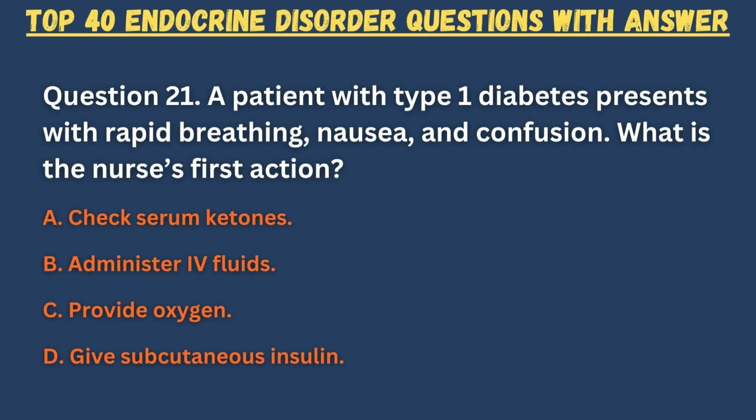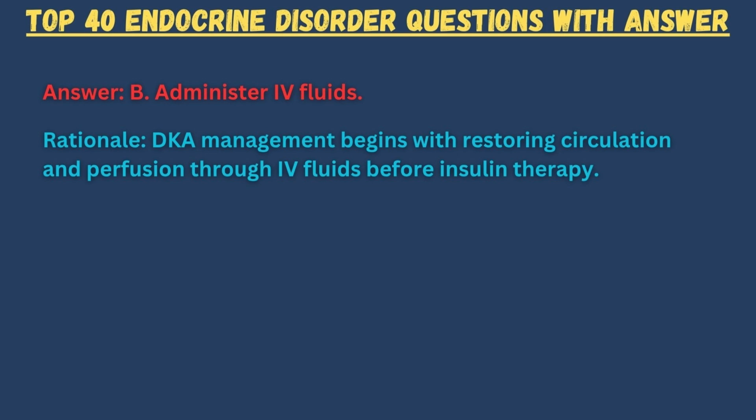Question 21. A patient with type 1 diabetes presents with rapid breathing, nausea, and confusion. What is the nurse's first action? A. Check serum ketones. B. Administer IV fluids. C. Provide oxygen. D. Give subcutaneous insulin. Answer: B. Administer IV fluids. Rationale: DKA management begins with restoring circulation and perfusion through IV fluids before insulin therapy.